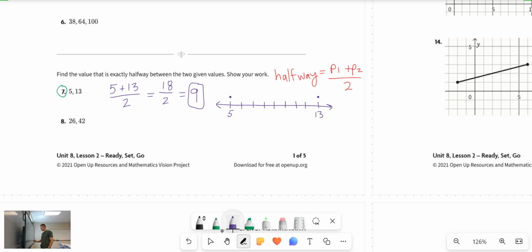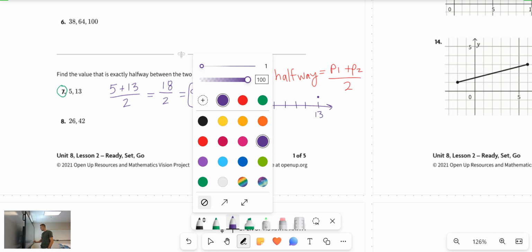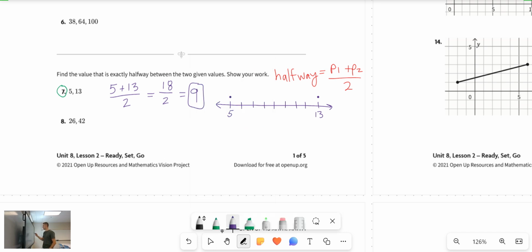And then if we wanted to check, what is our halfway point? We could take steps one at a time. So maybe we go 1 step here and 1 step here. We've now taken 1 step. 2 steps. Here's a 3rd step.